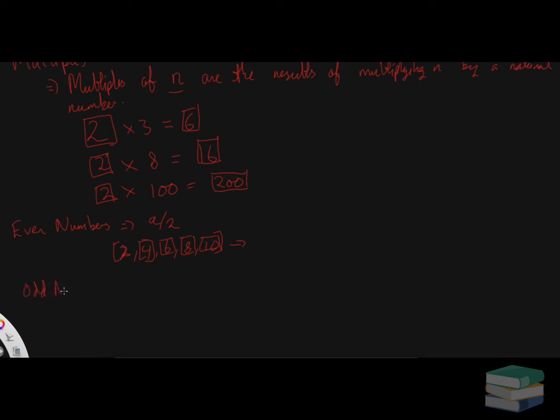Odd numbers are the exact opposite of even numbers. They are numbers that are not multiples of 2. So whatever numbers are left over from this sequence here, those are odd numbers. So 1, 3, 5, 7, 9, 11, 13 onwards.